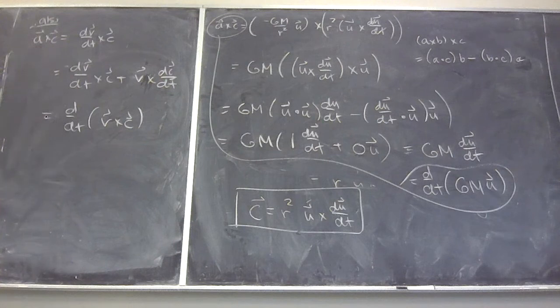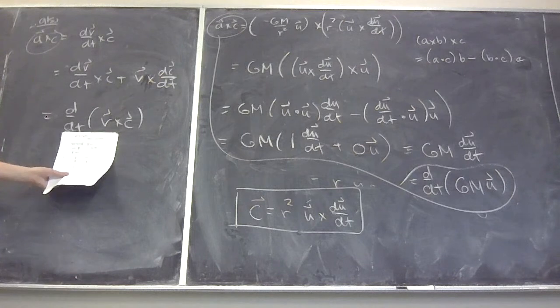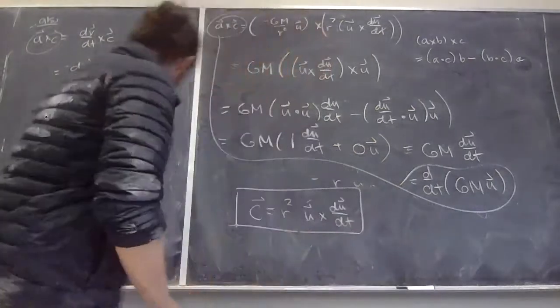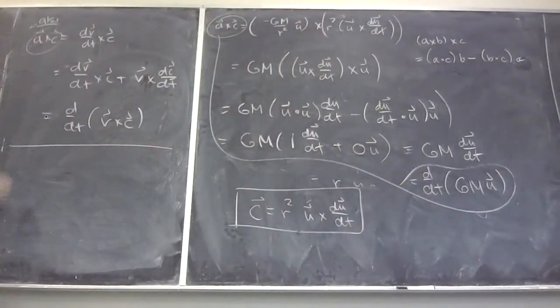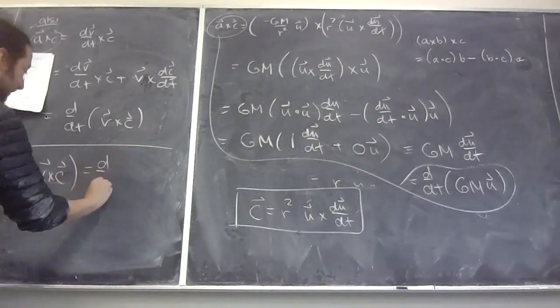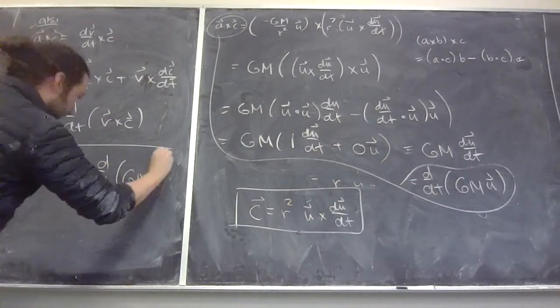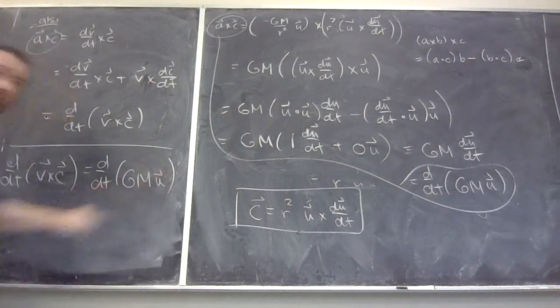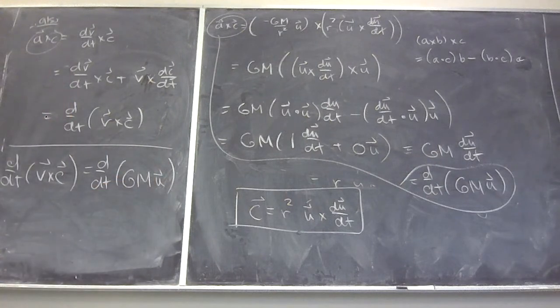So now what do we have? We have A cross C on the one hand is equal to this. And on the other hand, it's equal to that. And that means d/dt of V cross C, that's one thing A cross C is equal to, d/dt of GMU. Does that make sense? Maybe it doesn't make sense, but at least all we're doing is turning the crank, right?